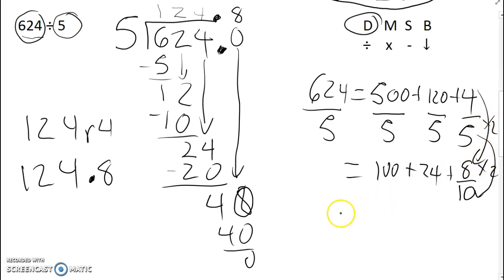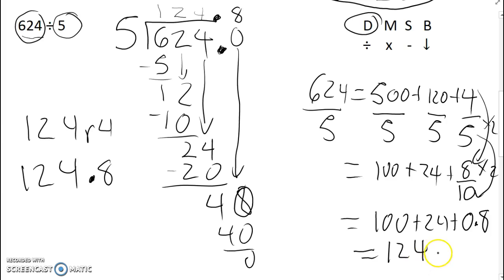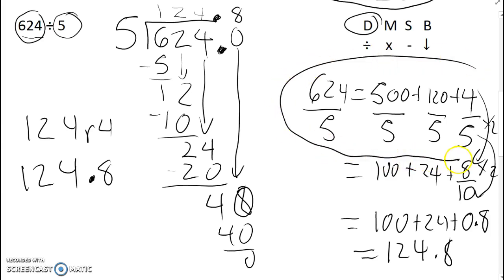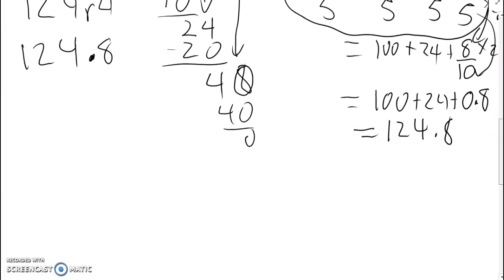times 2. Well, I could rewrite this then as 100 plus 24 plus 8/10. And then when I add this all together, I end up with 124 and 8/10. Okay, so the standard algorithm is really sort of mimicking this process right here. Okay, let's look at one more example of this.